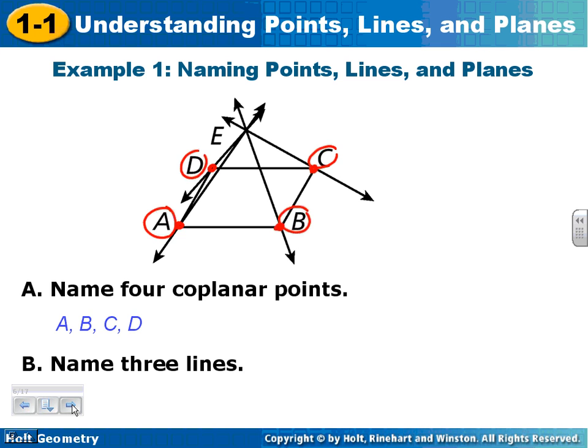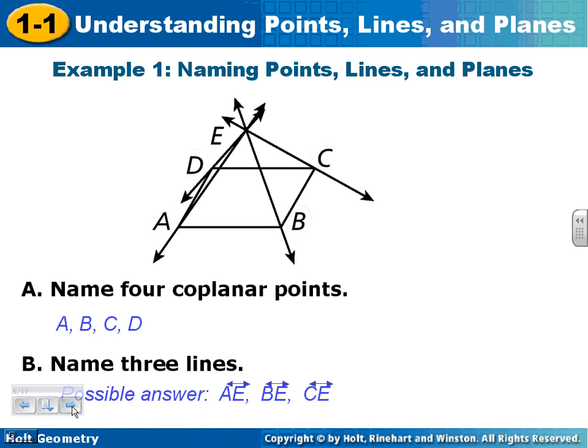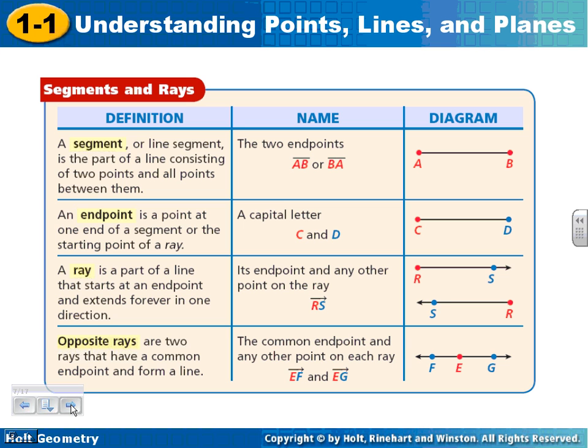Part B, name 3 lines. Here's a possible answer. AE would be this line right here. I don't know if you can see that. Hopefully you can on the video. BE, so B to E would be this line right here. Or CE, which would be that one right there. Now it only says to name 3, and so we'll stop right there. There are other possibilities. Moving on to the next slide, here's some more definitions.